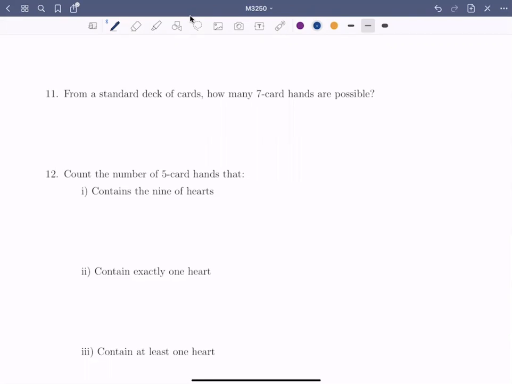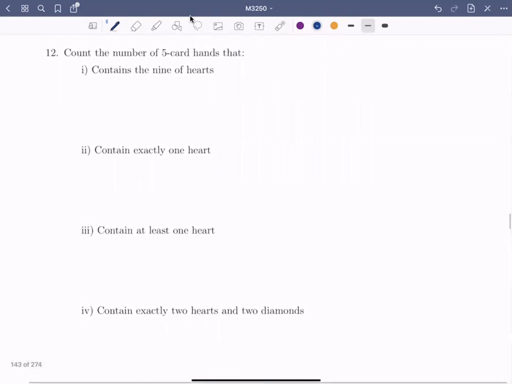So the idea is that you have 52 cards, and you don't care about the order that the cards are put in your hand. You just care about what's the final set of 7 cards. And so altogether, there's going to be 52 choose 7 possible. So that's going to be the number of 7-card hands you can have when you play with a standard deck. Now, let's count the number of 5-card hands that contain the 9 of hearts.